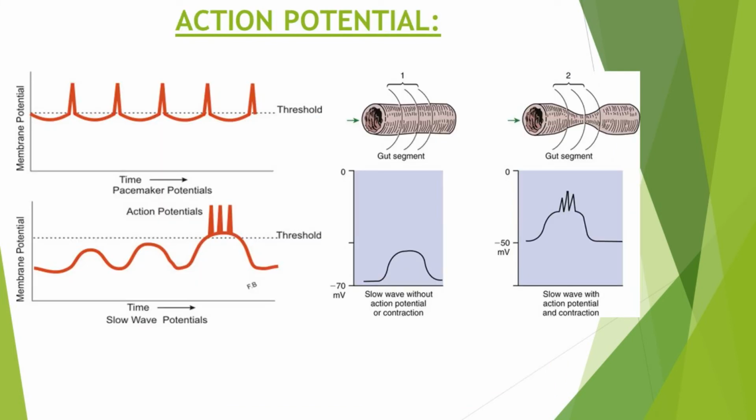Before discussing it, you should know what threshold potential is. Threshold potential is the membrane potential at the point where sodium permeability caused by depolarization becomes just equal to the potassium outward flow. It means that threshold potential is the membrane potential at that point where the influx of sodium becomes just equal to the efflux of potassium.